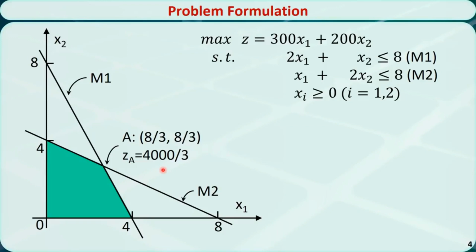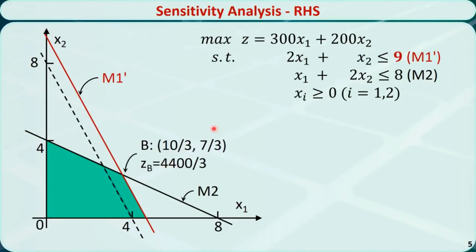Now let's perform sensitivity analysis on the right-hand side of the constraints. For machine 1, we want to know if we change the available time by 1 hour from 8 to 9, how much will the z-value change? In this graph, the constraint for machine 1 will be changed to m1 prime, and the optimal solution will be changed to point B. The objective function value at this point is 4,400 over 3.